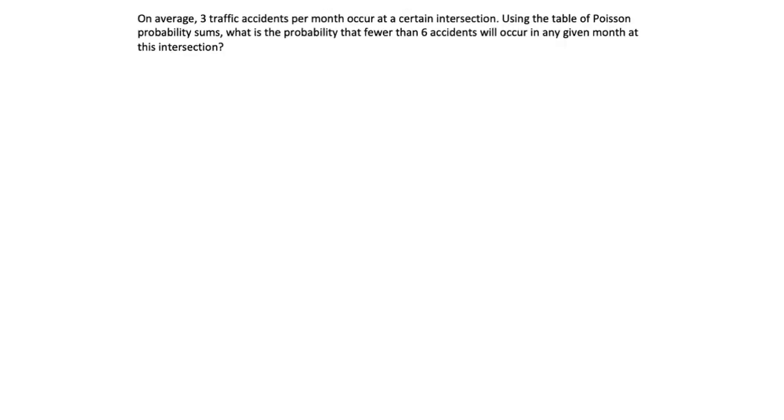On average, 3 traffic accidents per month occur at a certain intersection. Using the table of Poisson probability sums, what's the probability that fewer than 6 accidents will occur in any given month at this intersection? So the Poisson distribution gives us this. Lambda t in our case is 3. That's mu.